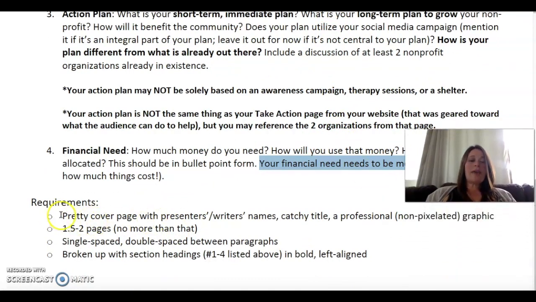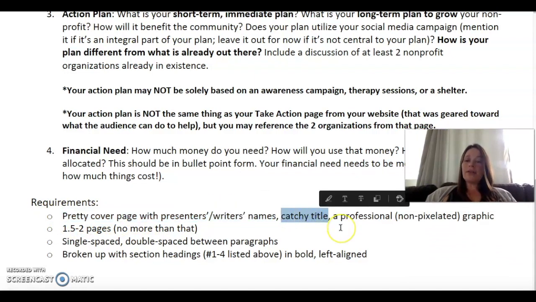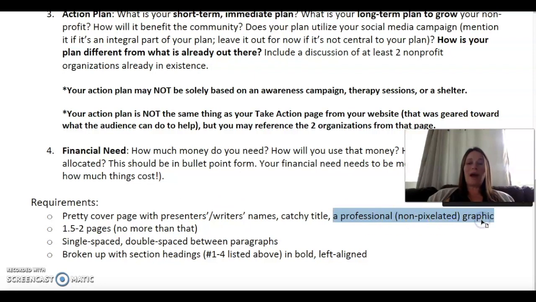You need to have a pretty cover page with the presenters and writers' names, a catchy title, and what I mean by a title is a title for your actual nonprofit. Okay, so not a title for, you know, the proposal paper, the perfect proposal. Like I don't need a catchy title for the paper. I need a catchy title for your actual nonprofit. So your names, a catchy title, and a professional non-pixelated graphic.